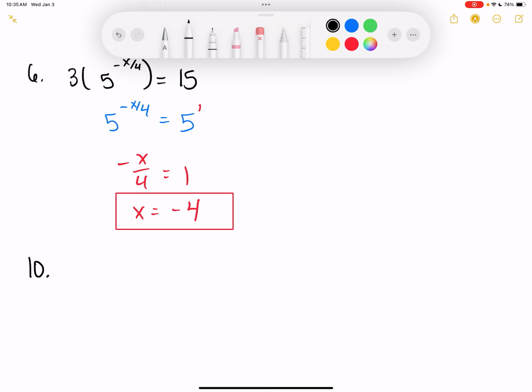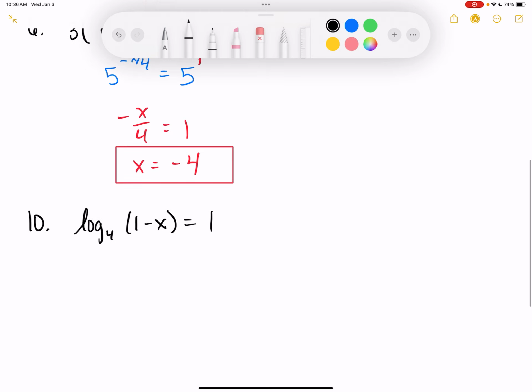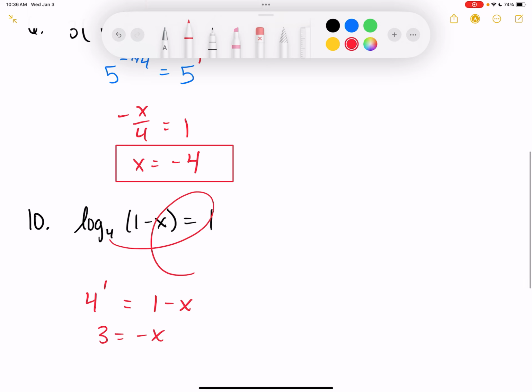All right, 10, log base 4 of 1 minus x is equal to 1. So I have a log, I need an exponential to solve it. So I do the little E curly Q thing. So 4 raised to the 1 is equal to 1 minus x. So 4 minus 1 is 3 is equal to negative x. So negative 3 is equal to x.